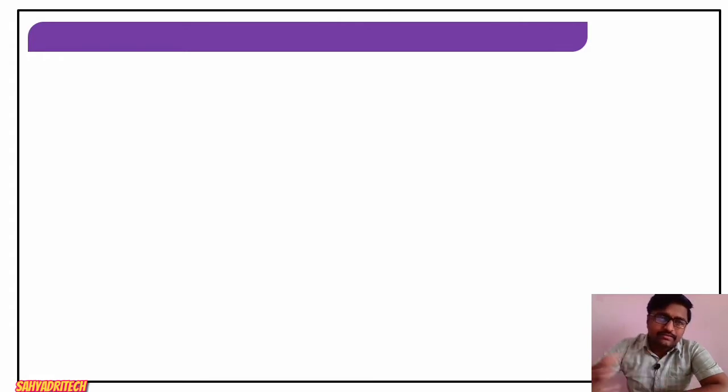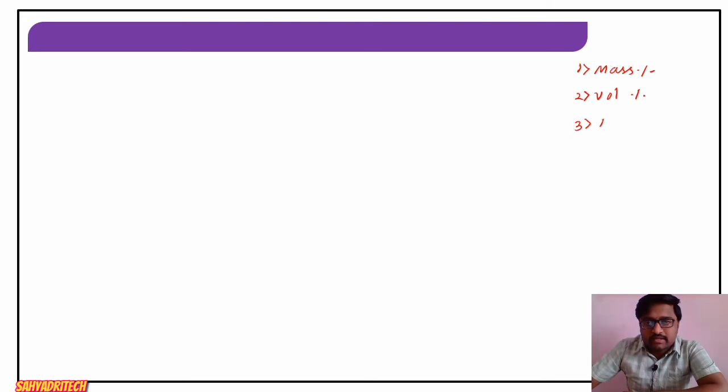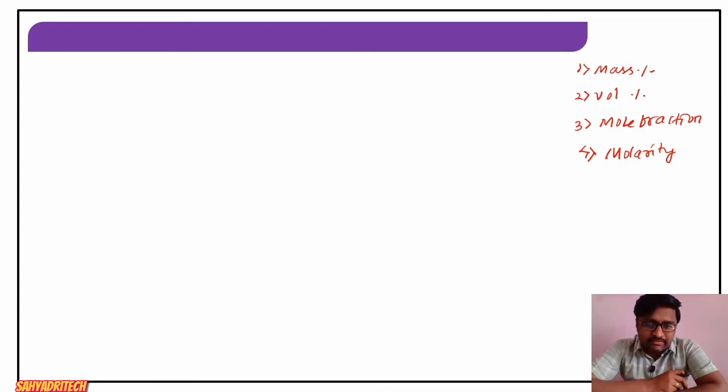So in the last session we discussed a few concentration terms, right? The concentration of a solution can be expressed with different concentration terms. We completed mass percent, and second we considered volume percent. Third we considered mole fraction, and the fourth one we considered is molarity. So these are the concentration terms which are used to express the concentration of a solution in different ways. Let me recall them one by one.